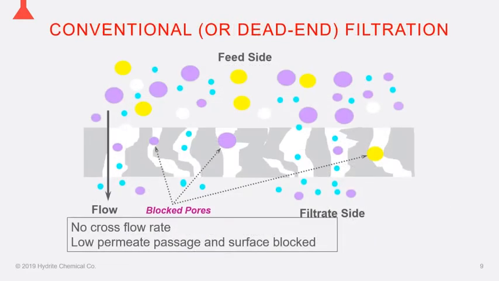Again, dead end filtration is when flow is applied to the surface, and the permeate will flow through, and the larger particles will accumulate on the surface. Over time, the pores will start to be plugged off by those larger particles that are left on that surface as they build.